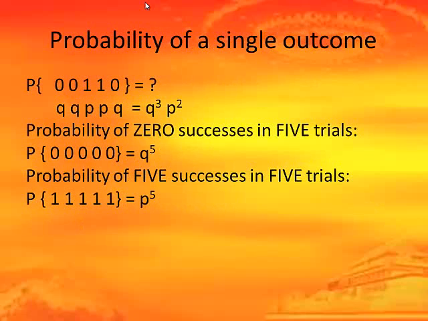Now suppose I look at one outcome like 0 0 1 1 0. Taking n equals 5, what will be its probability? It's very simple. You just take the probability of each outcome. 0 is q, the second 0 is q, the third 1 is p, then p, and q. So it's q to the power 3 and p squared. So that's the probability. Now, what's the probability of 0 successes? All 5 zeros. Well, that's q to the 5, or 1 minus p to the 5. What's the probability of 5 successes? That's p to the 5. It's very simple.